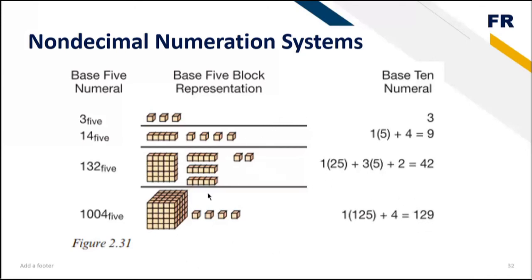So it means kapag nilagay natin sa symbol, yung 3 base 5 ay the same yon sa 3. At yung 14 base 5, equivalent yon sa base 10 ay 9. Then yung 132 base 5, ang equivalent nun sa base 10, 42. Then yung 1004 base 5, equivalent nun sa base 10 ay 129. Okay?